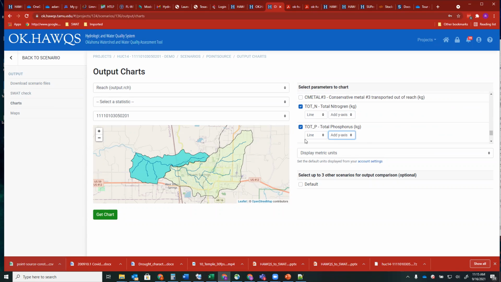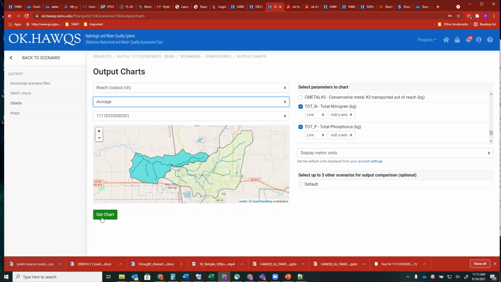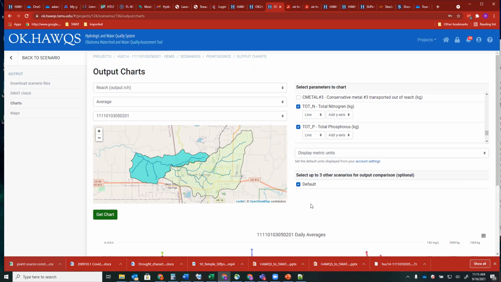Okay. And I want to look at the average value here and get my chart. Oh, I also want to compare that with my default scenario. Once I selected that, if you had another scenario, you can also select that scenario. So multiple scenarios. So I get chart. That means I'm looking at 4 variables from 2 different models, the current model and the default model that I ran before. So I get my chart.